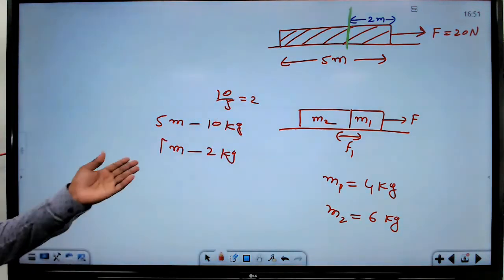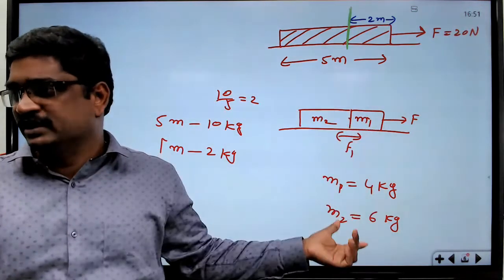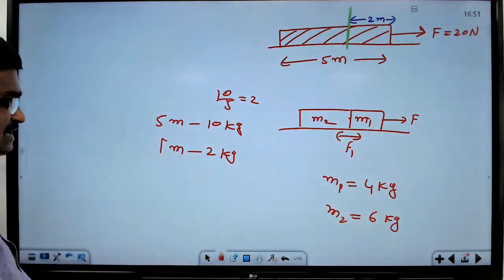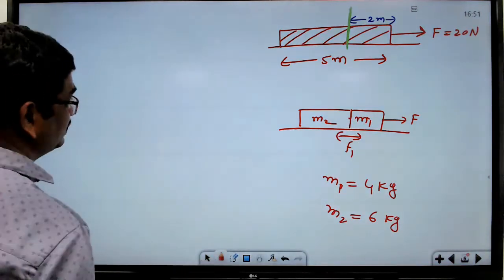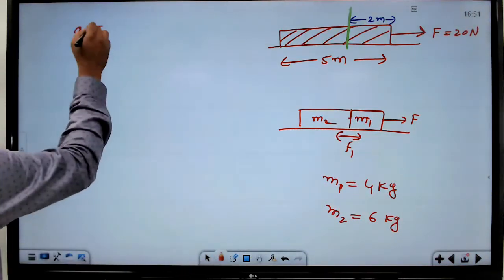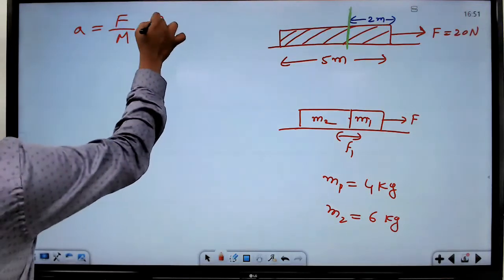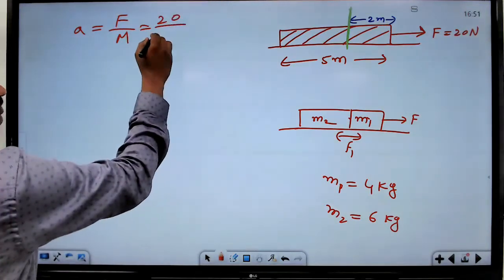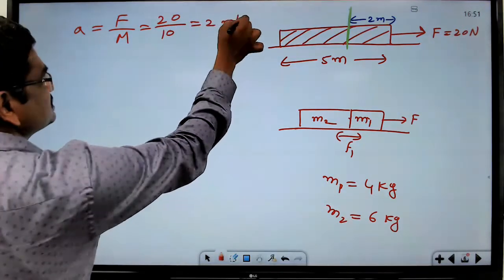1 meter length 2 kg, then what will 2 meter length be? 4 kg. What will 3 meter length be? 6 kg. So we need to calculate masses like that. Now what is the acceleration? Acceleration equal to net force by total mass. Net force is 20, total mass is 10 kg. So 20 by 10 that equal to 2 meter per second square.